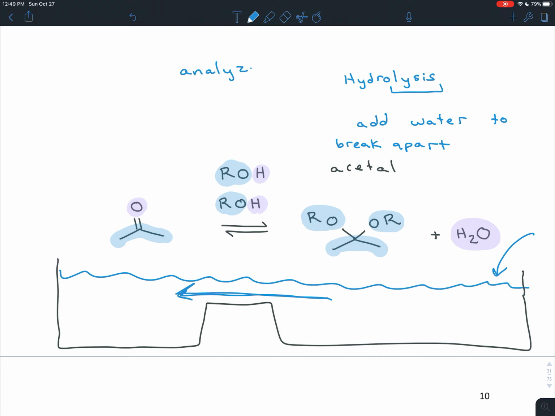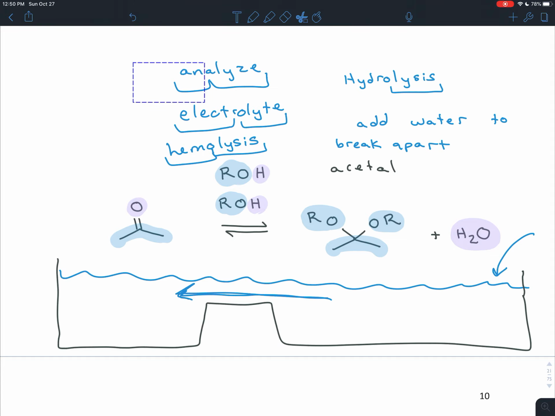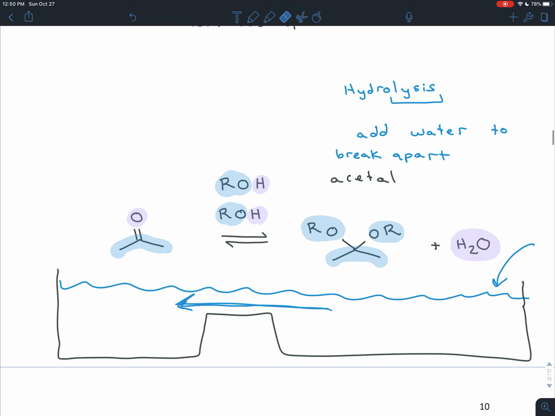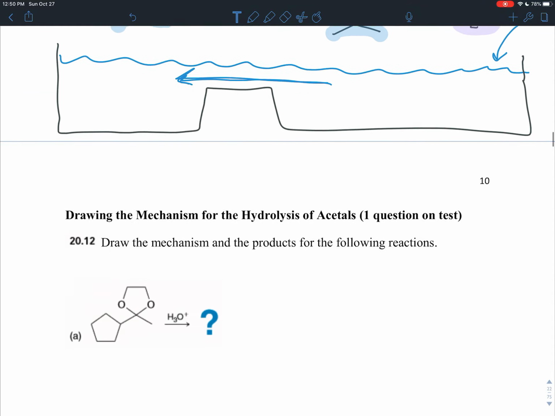For example, if you analyze something, you break it down. And if something is an electrolyte, it breaks apart because of the electrical charge that it has. Or hemolysis is the breaking apart of blood cells. So in general, that lysis means to break apart. So we're going to do hydrolysis on some acetals, and that's just fancy speak for doing the reverse of the reaction we were just doing. Instead of taking a ketone and getting the acetal, we're going to take an acetal and get the ketone.